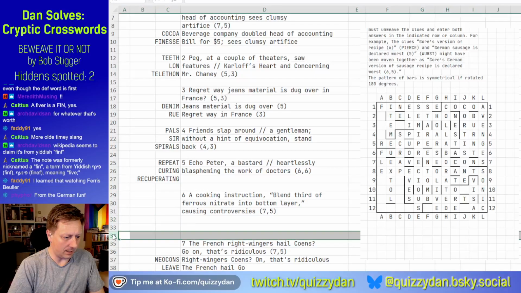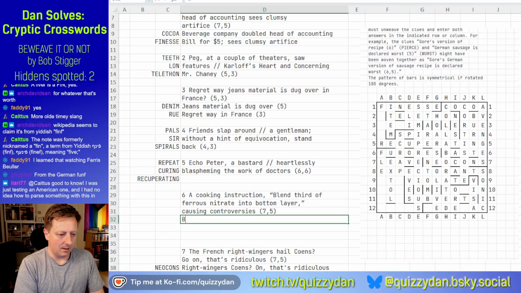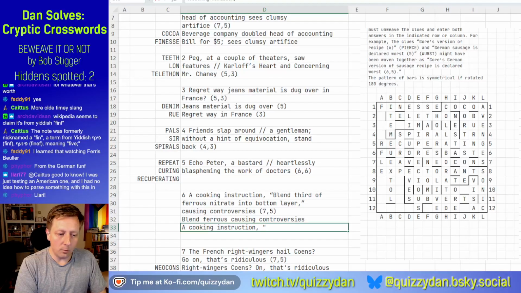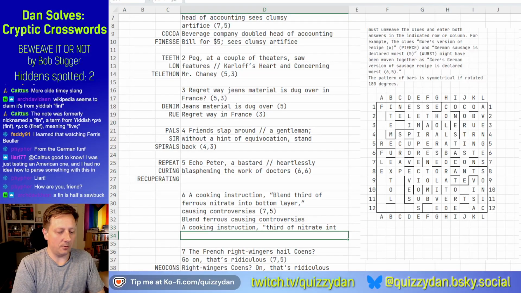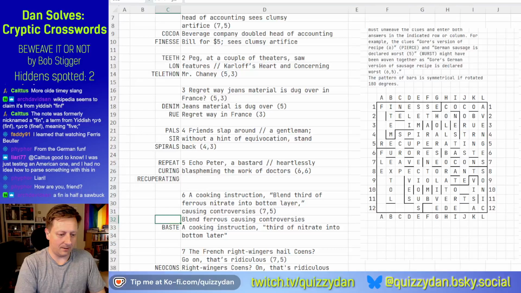Okay. So, how does this shake out? Let's give ourselves a bit of space. I think that must be blend ferrous, just simply blend ferrous, causing controversies. And then that leaves us a cooking instruction, which is going to be base. And then, so no blend. So third of nitrate, that's T, into bottom layer. Oh, base. Okay. Into bottom layer. There you go. So that is the third of nitrate, which is the third letter, which is T, into base. Nice.